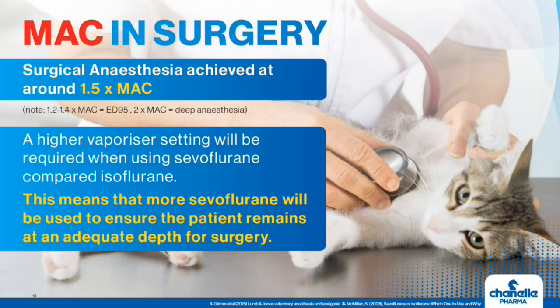And this brings us on to thinking about this ED95 number. This is the effective dose where 95% of patients will not show a response to surgical stimulus. And this is quoted to be between 1.2 to 1.4 times the MAC value. In addition, deep anaesthesia is said to be around 2 times the MAC value. So somewhere in between these figures, this brings us to the idea that we can achieve the necessary surgical anaesthetic depth for hopefully the vast majority of patients at 1.5 times the MAC value.